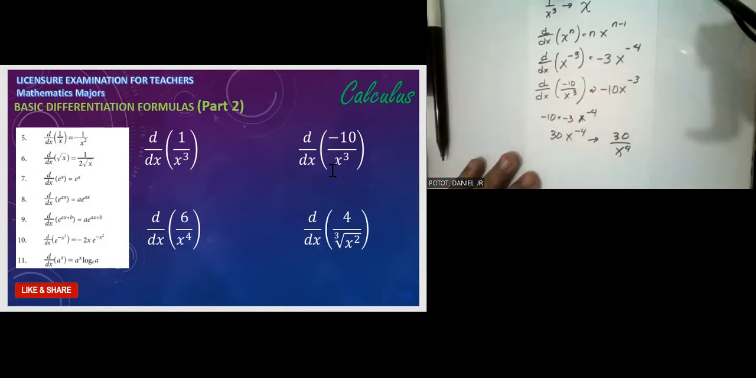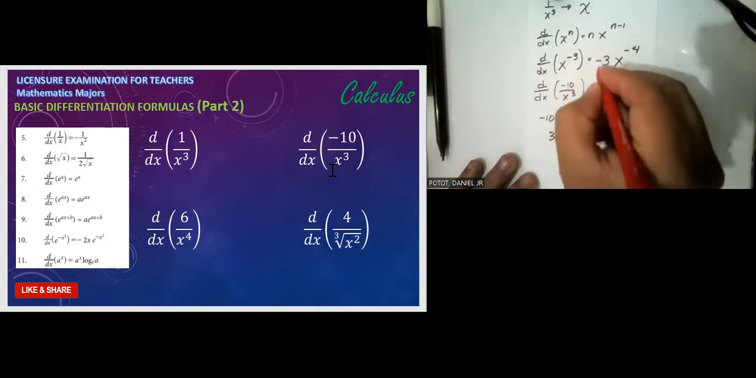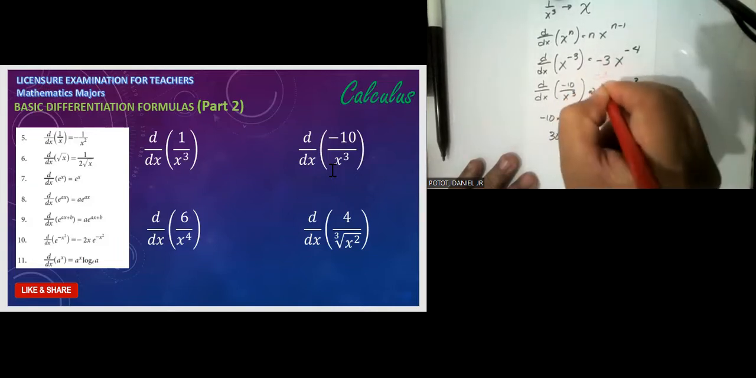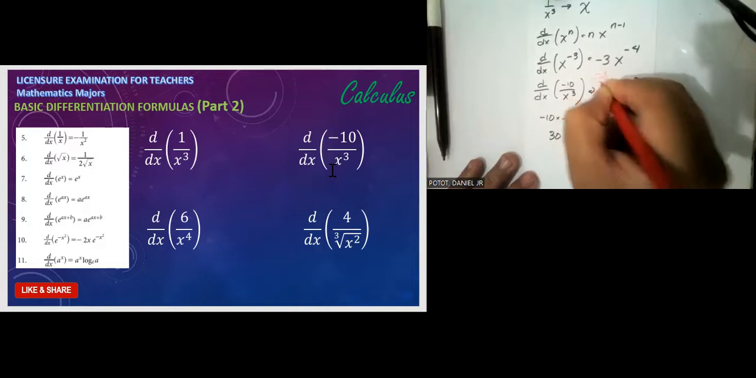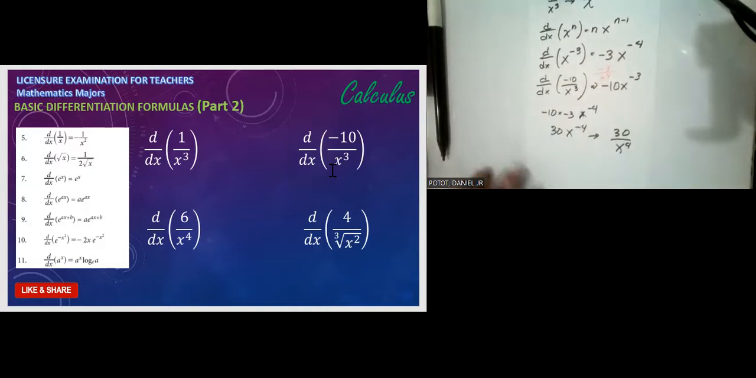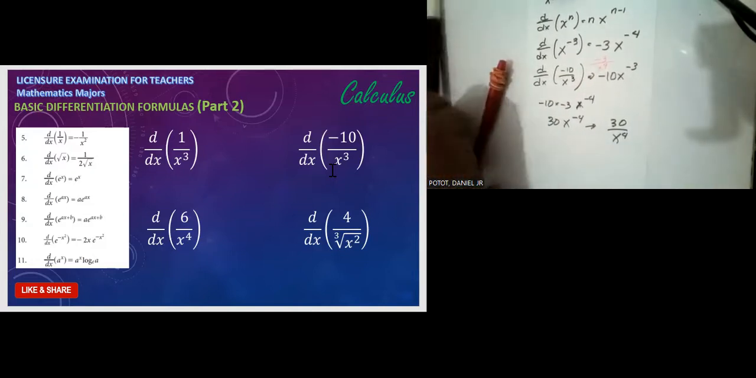Let me just try, I don't know if this is visible, but I will just use red. So basically it's just like that. So let's proceed to the next question.